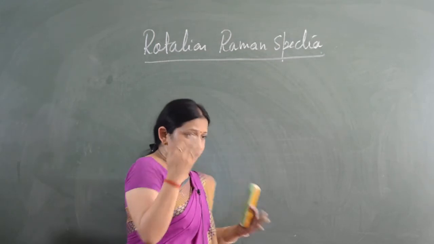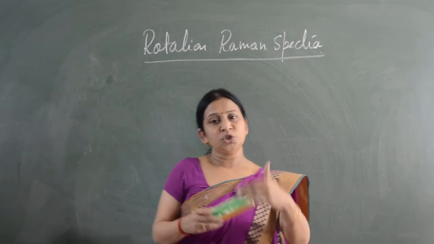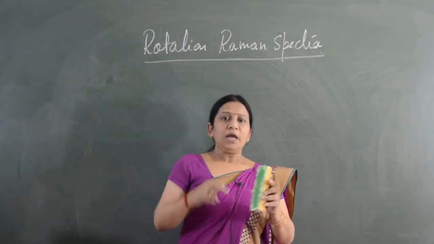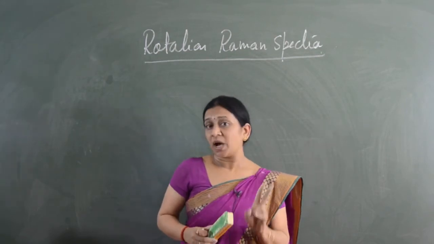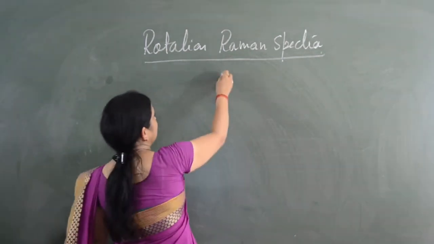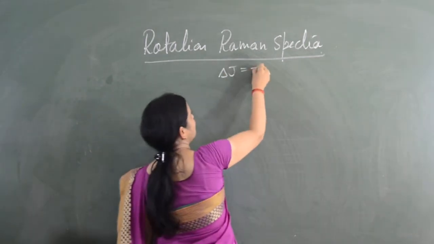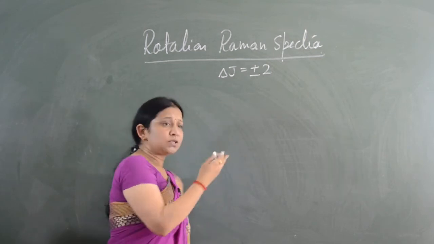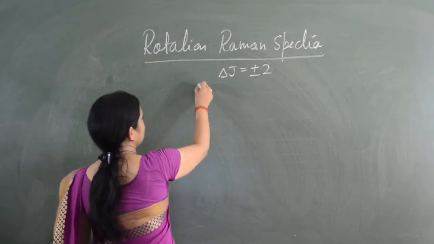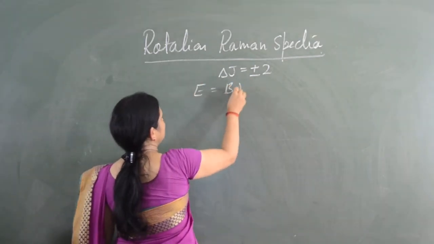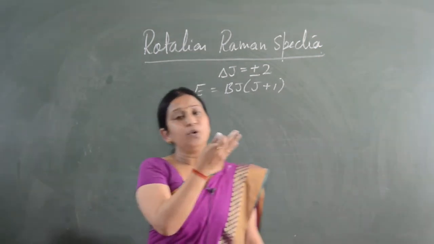Rotational Raman spectra is given by the molecules which show a change in polarizability. In one revolution, the initial value of polarizability is attained twice. Because of this, the selection rule in case of rotational Raman spectra is plus minus 2. Plus for Stokes lines, minus for anti-Stokes lines, and the equation is E = BJ(J+1). This equation we have already derived in rotational spectra.